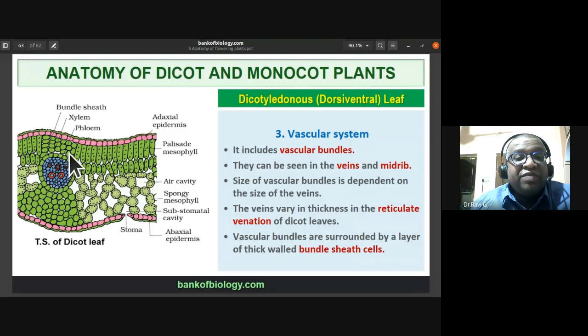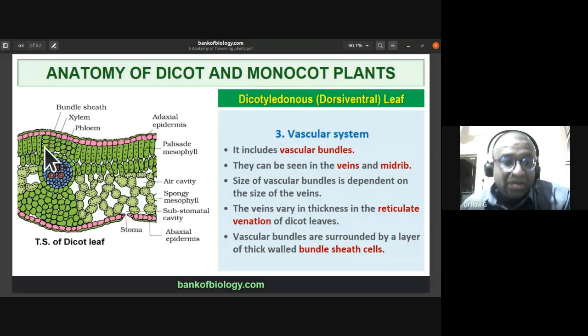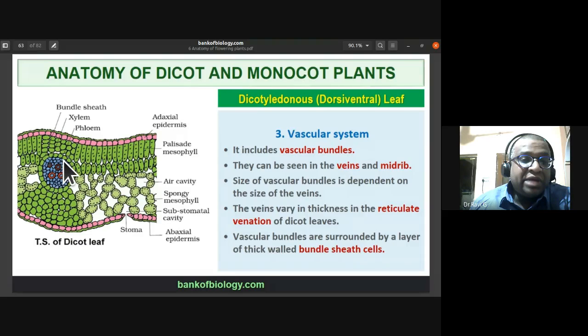The veins vary in thickness in the reticulate venation of dicot leaves. Midrib would be the largest vascular bundle you can notice. So the veins will be the next larger one. Branches of veins, they would be veinlets. They are much smaller. Accordingly, the size of the vascular bundle also varies.